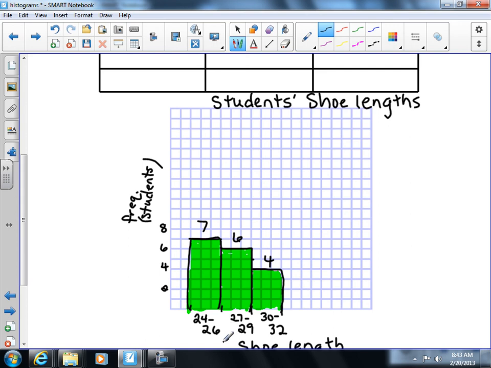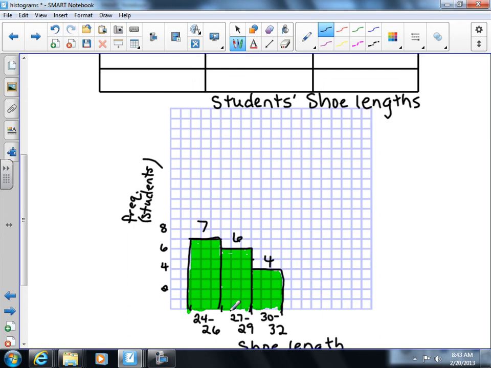Now remember, what's different from a histogram and a bar graph? Okay, the data is arranged in an interval, not just one category. You're arranging your data in intervals, and it's always numerical data. Now, the bad part is kind of like with the box and whisker plot. Looking at this, can I tell you how many exactly 24s I had? Or how many students had exactly 28 centimeters for their length? No, that's the only downfall.